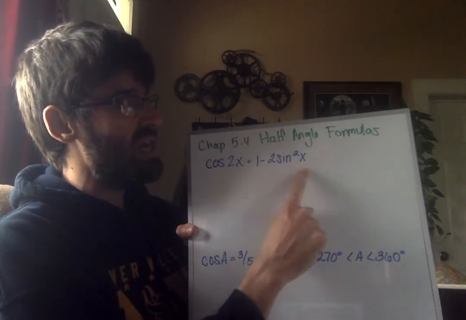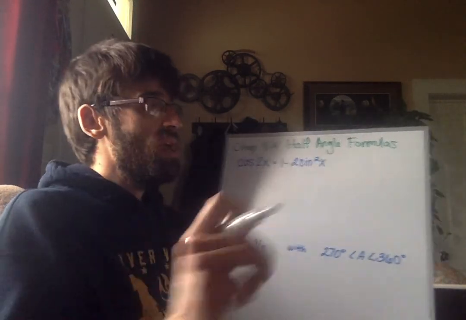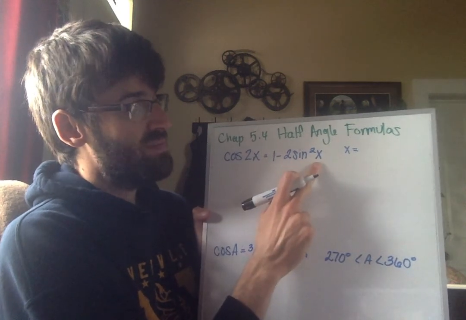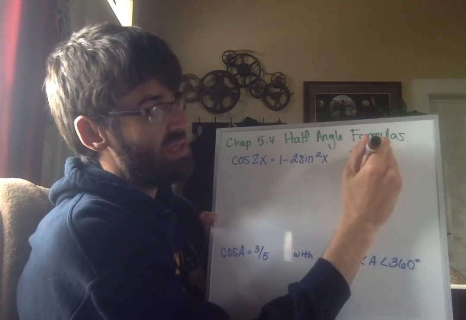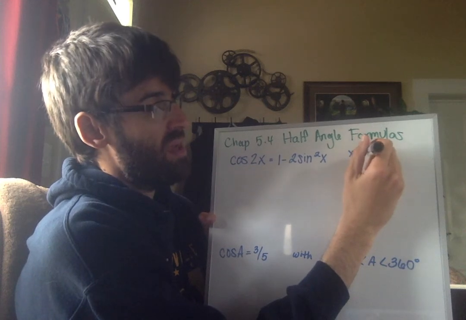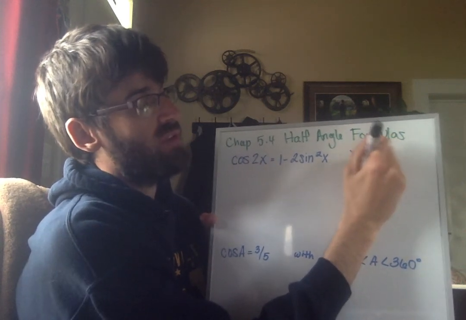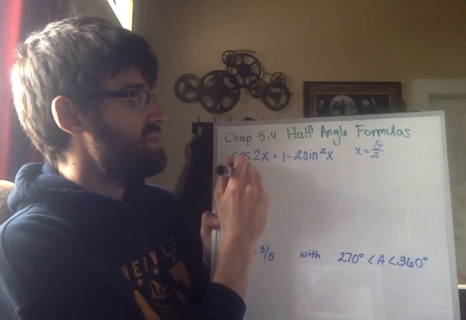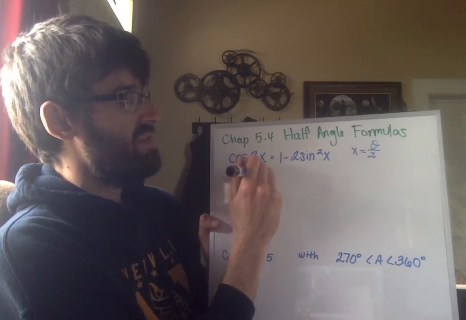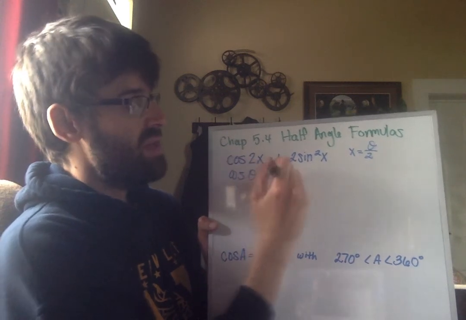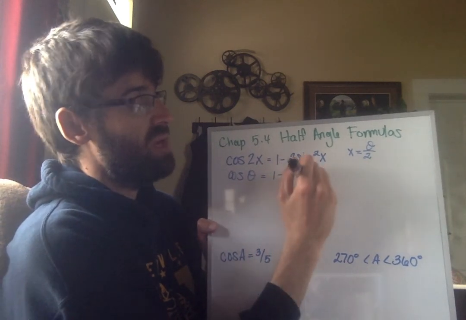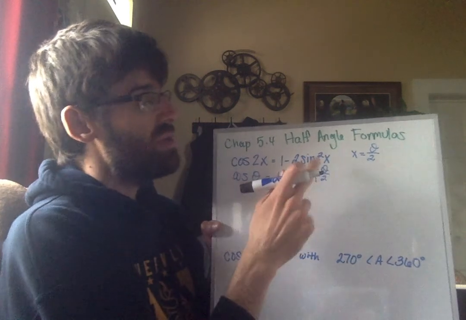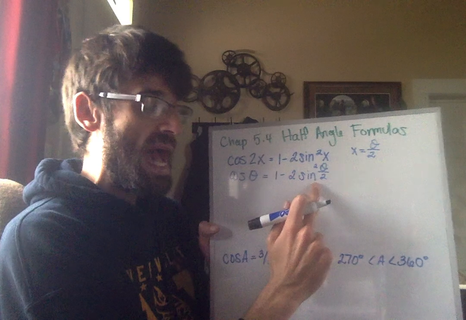Actually, we're going to use the sine of x because what I'm going to do is say that I know this x, if I call x theta over 2, then this 2x is theta, the original angle. So if I have the cosine of theta equals 1 minus 2 sine squared of theta over 2, what I'm trying to do is solve for that half angle.